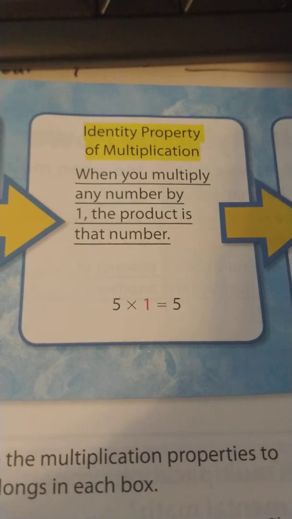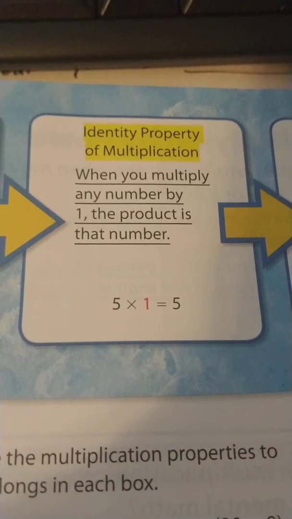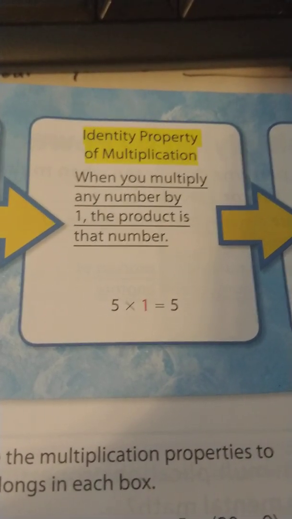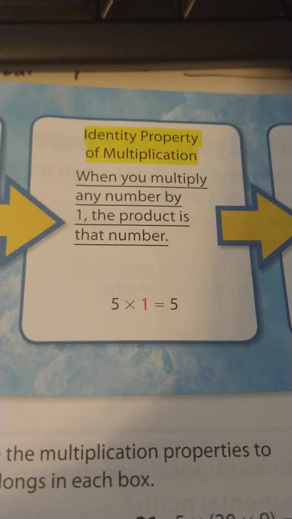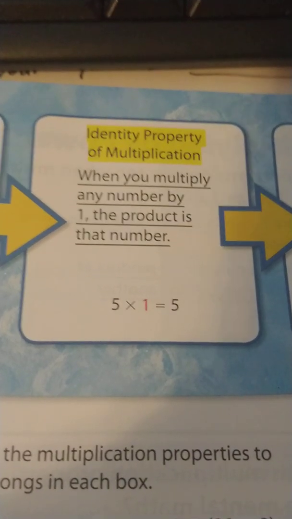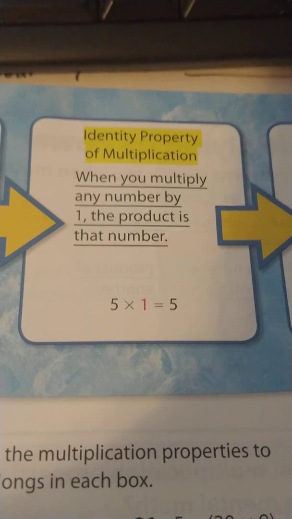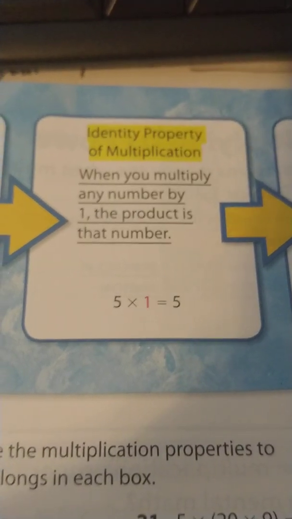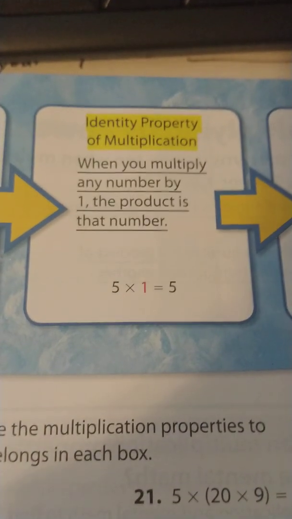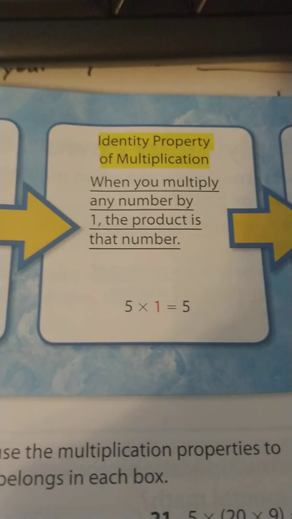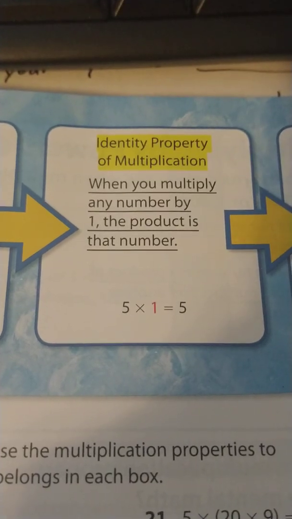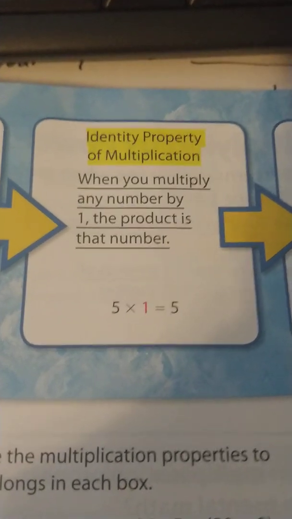How does that happen? You have to multiply it by 1. 5 times 1 is 5. 5 times any other number in the world will no longer be 5 anymore. The only number that works is 1. So, the zero property, anything times 0 is 0. The identity property, any number times 1 equals that same number.